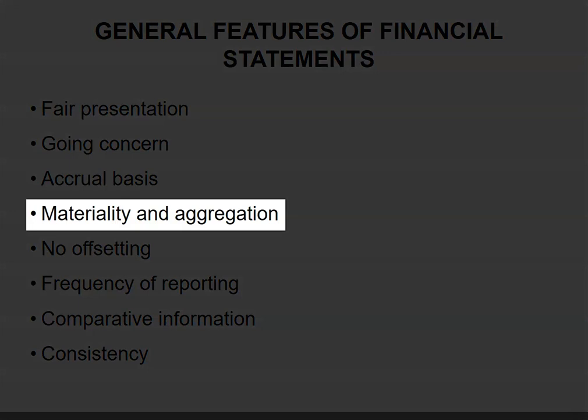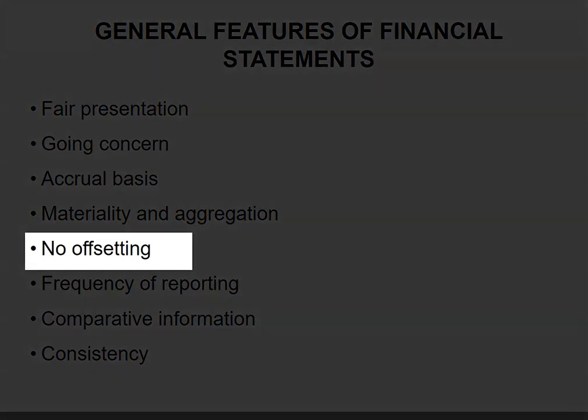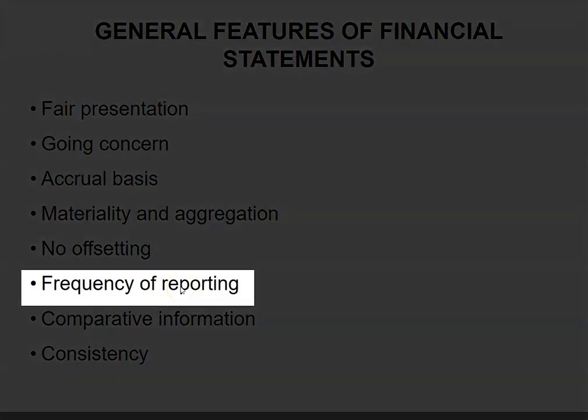Omissions or misstatements of items are material if they could individually or collectively influence the economic decisions that users make on the basis of financial statements. Each material class of similar items is presented separately. Dissimilar items are presented separately unless they are immaterial. No offsetting of assets, liabilities, income and expenses is allowed unless it is required or permitted by the International Financial Reporting Standards. Any reporting entity is required to prepare financial statements at least annually.